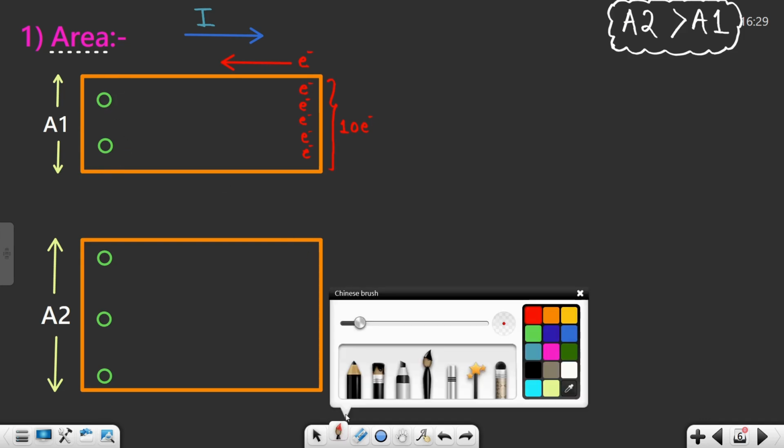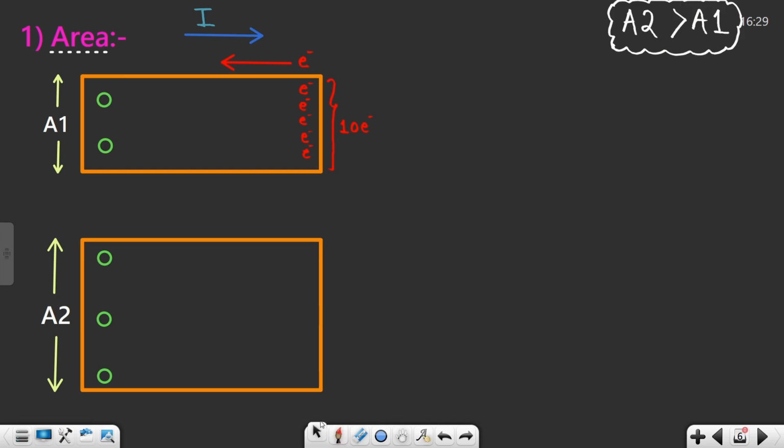Okay, so let me just draw those particular nuclei over here. Let me take this particular nucleus somewhere over here, so that I will be able to explain this concept in a detailed way. Let's assume that these are the two nuclei, and there is an electron which is moving forward and coming closer to these two nuclei.